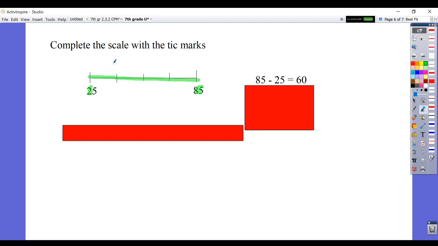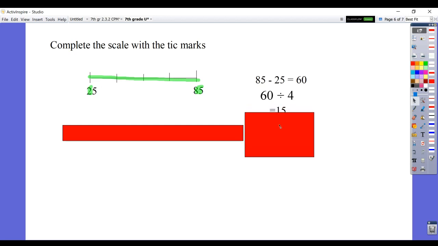Then we count the number of spaces. 1, 2, 3, 4. Again, count spaces, not tick marks. So there are 4 spaces between them. So that means the 60, the difference between them, has to be divided by 4. A distance of 60 divided by 4 spaces means that we're going by increments of 15.